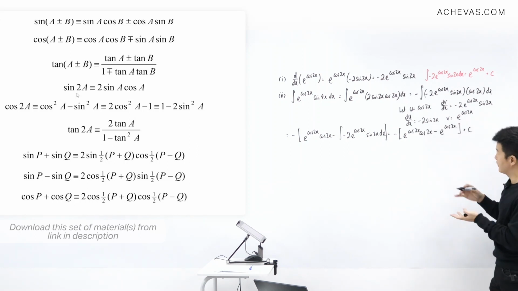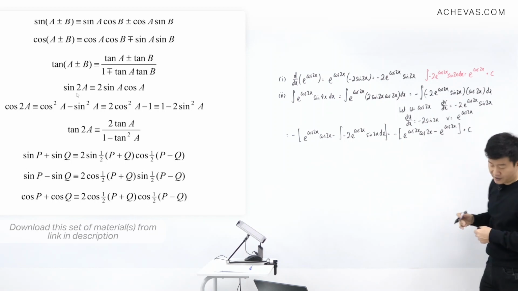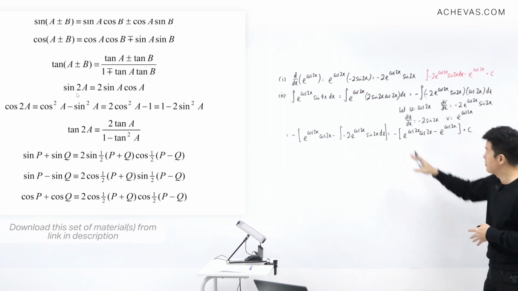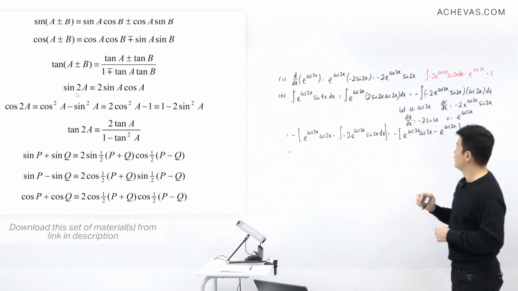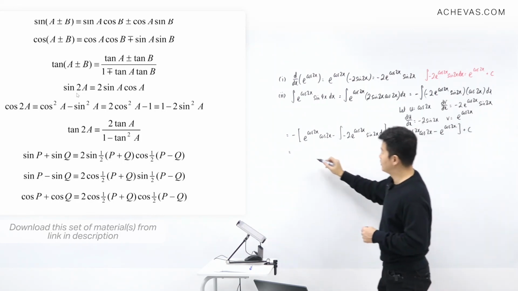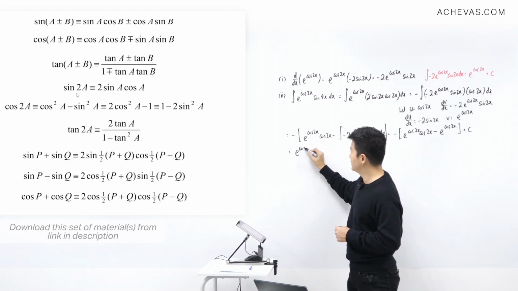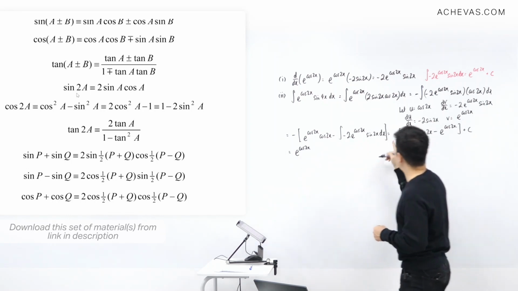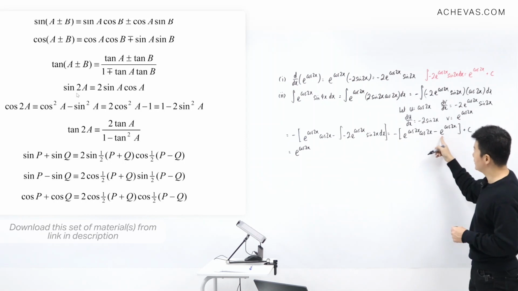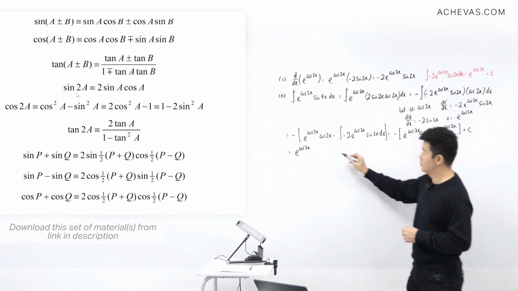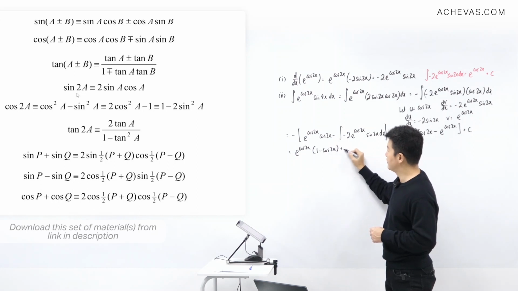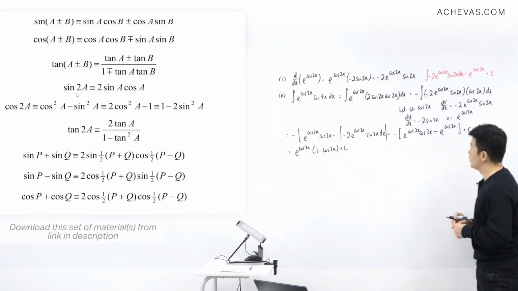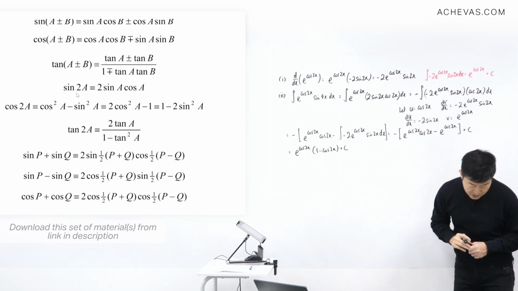I'm going to factorize out e to the power of cosine 2x, and maybe the negative, I'm going to just put it back into the bracket to make this look a little bit nicer. So factorizing out e to the power of cosine 2x gives me this. Negative 1, if I put it inside, I will have a positive 1, then minus this. So it will be 1 minus cosine 2x, then plus c. This will be my answer for part 2.